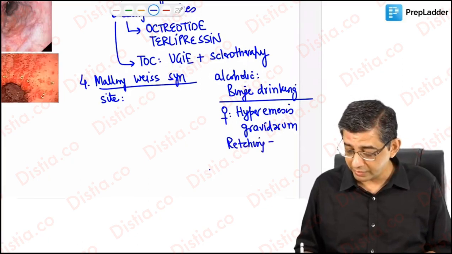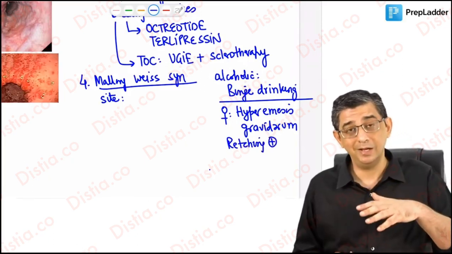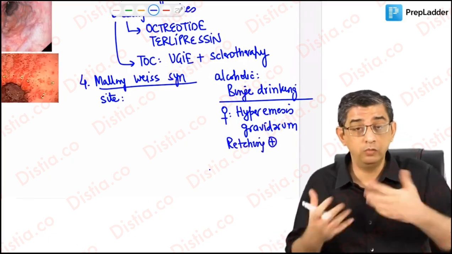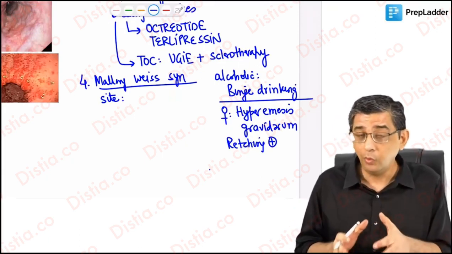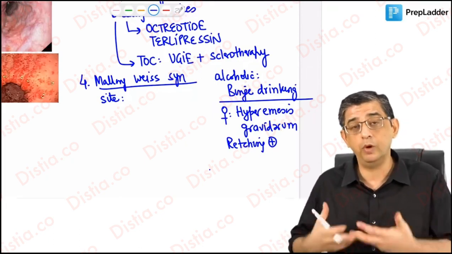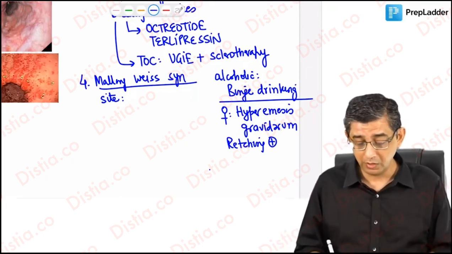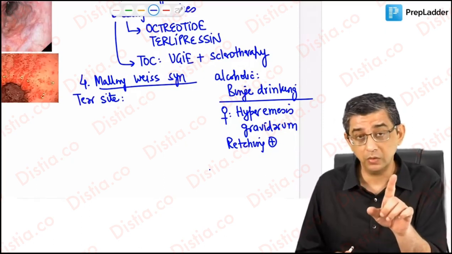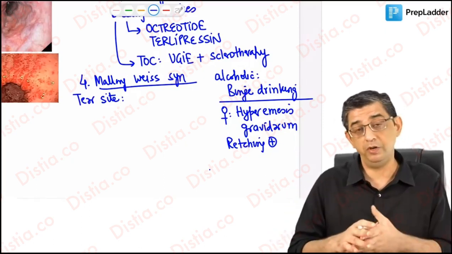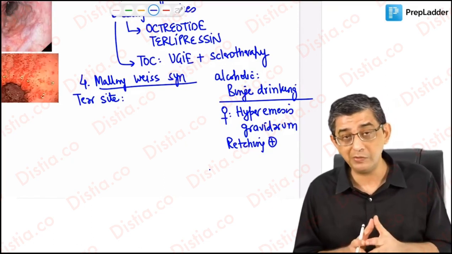Now, retching means there is a sound like the person is trying to vomit. Nothing is going to come out because he has already vomited multiple times. But the forceful vomiting can contribute to a tear. So they have asked, what is the site of this tear? Remember, it's only a partial thickness tear. It's not a through and through rupture. If we are talking about a through and through rupture, that becomes Boerhaave syndrome.